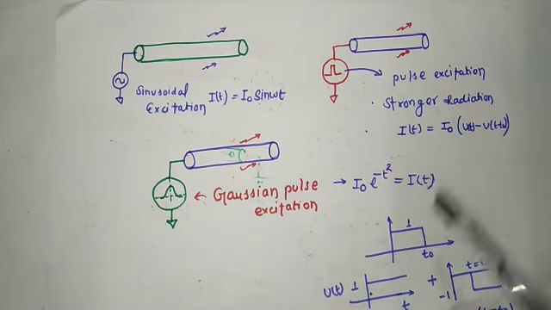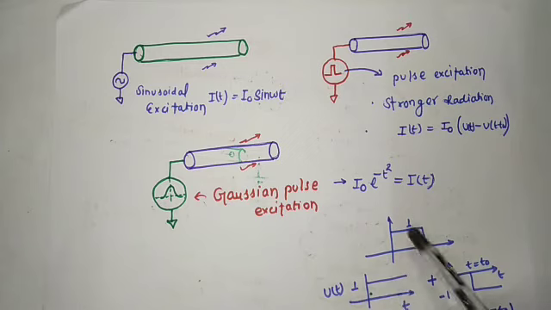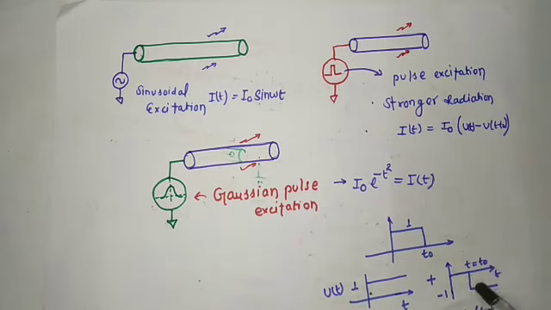What is pulse excitation? A pulse looks like a rectangular pulse. It is the addition of two unit step functions, which you studied in signals and systems. What is a unit step function? Its amplitude is 1. There is another unit step function from t equal to t0, whose amplitude is -1. Add these two unit step functions and you will get such a pulse.